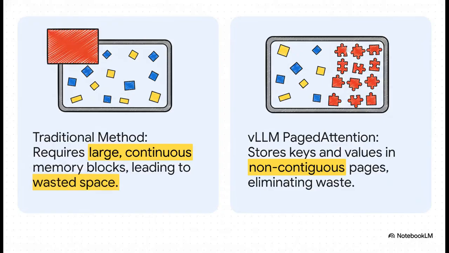And you can really see the difference side by side here. On the left, you've got the old way, these big, clunky, wasteful blocks of memory. But on the right, you see vLLM's PagedAttention. It's so much smarter. It breaks the KV cache up into these smaller, fixed-sized chunks they call pages, and it can slot them in wherever there's free space. No more continuous block needed, no more wasted memory.